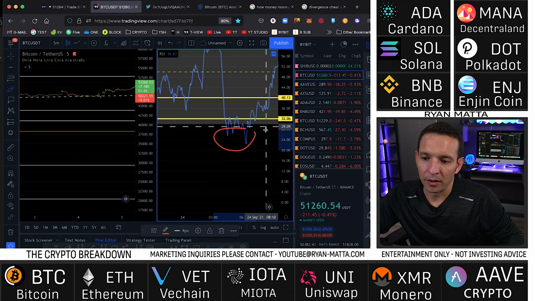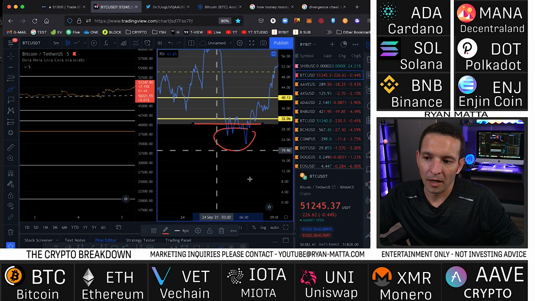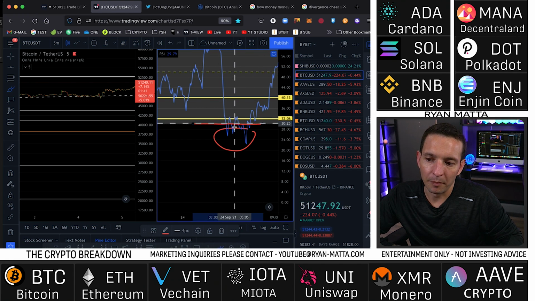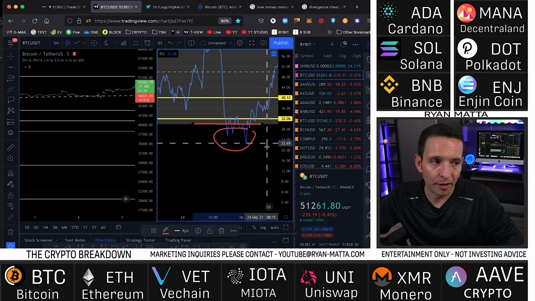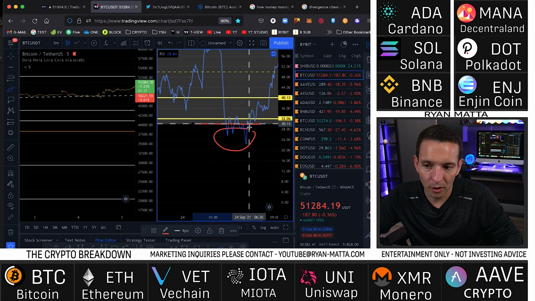That is what you're looking for. See where the 30 level is right there? Our oversold threshold. And then you see RSI breaking out of that. That's what I'm looking for. I'm looking for RSI to be broken below that 30 level, or at the very least below the 35.